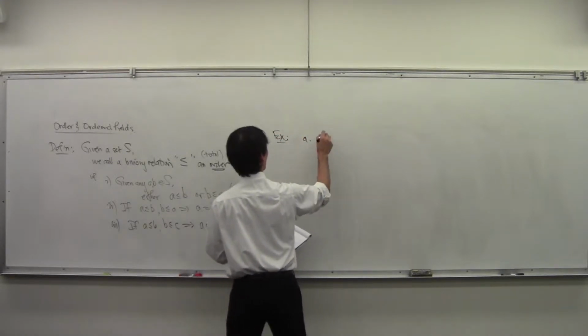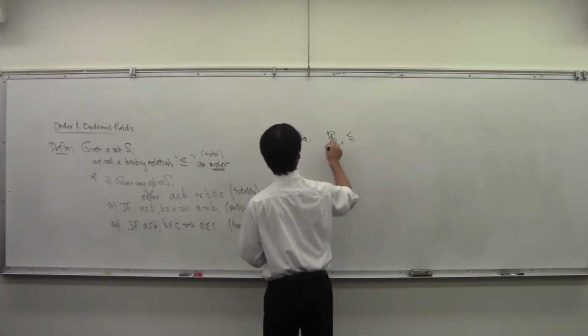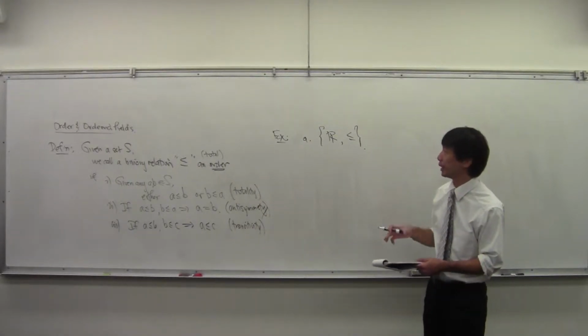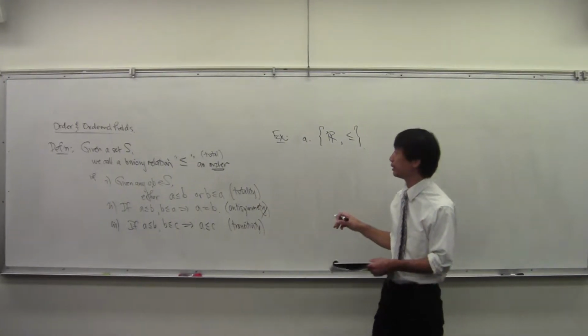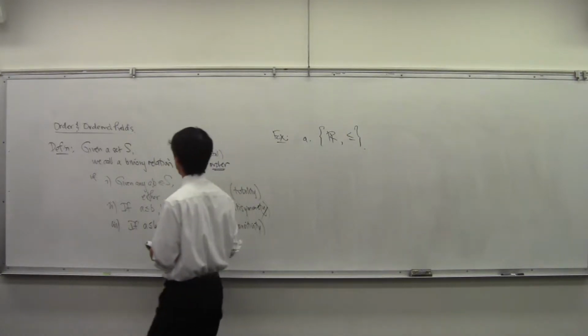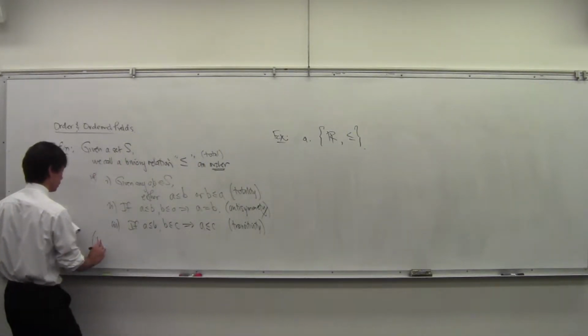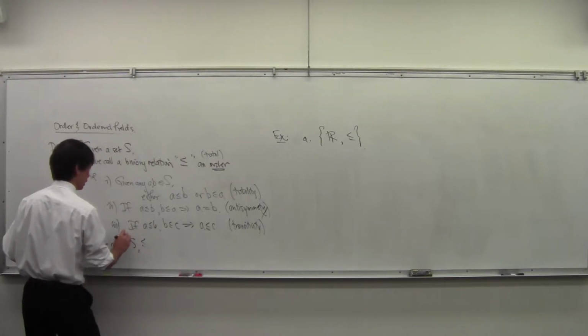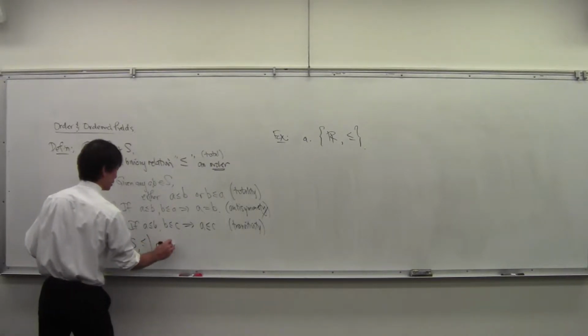Examples: the standard less than or equal is definitely an ordered set, right? And we call S with this order an ordered set.